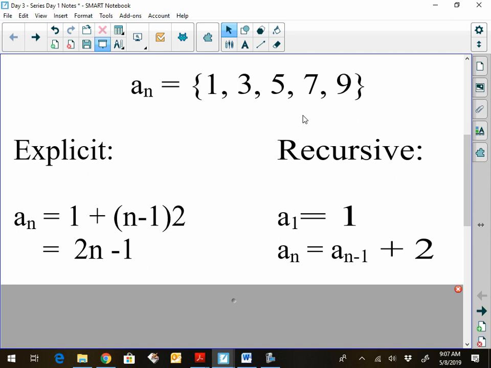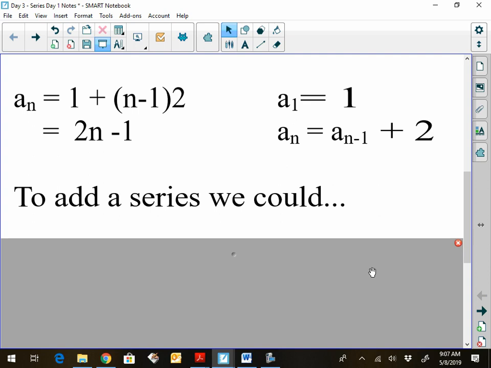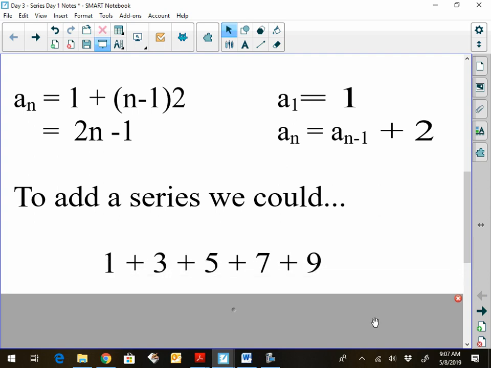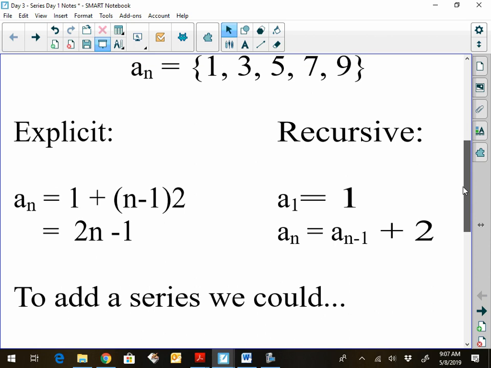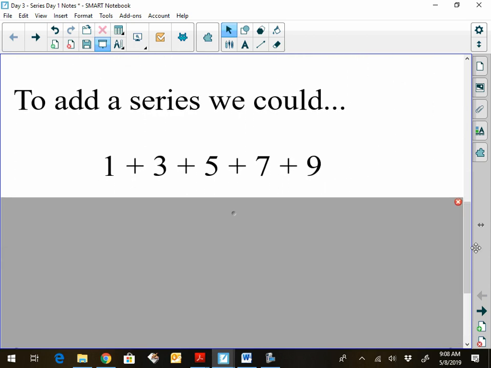So now, what would happen if we wanted to add the sequence, or find the series of this? Then we could just do 1 plus 3 plus 5 plus 7 plus 9. So we're taking the same numbers that we started with, but now when we talk about it as a series, we're adding them all up.